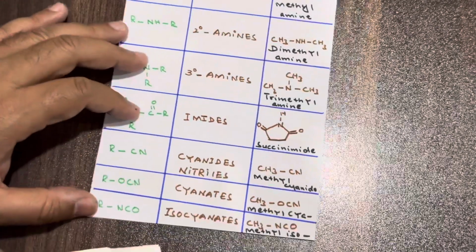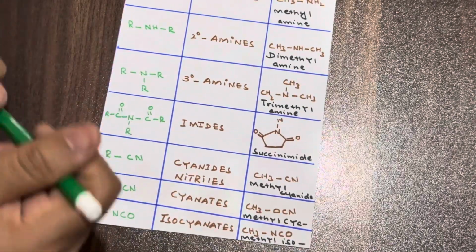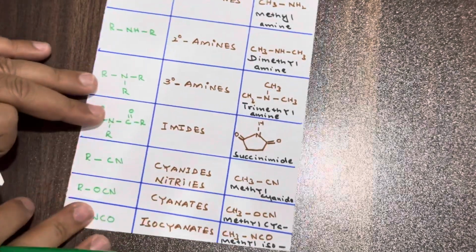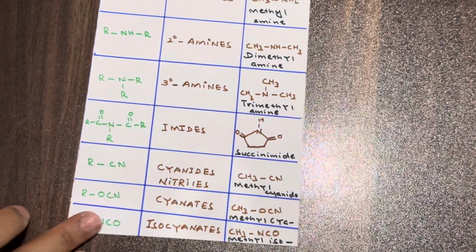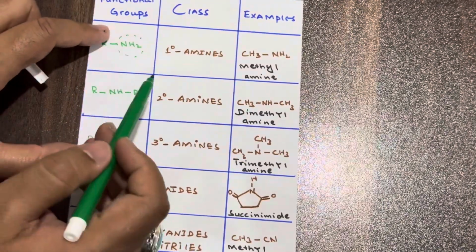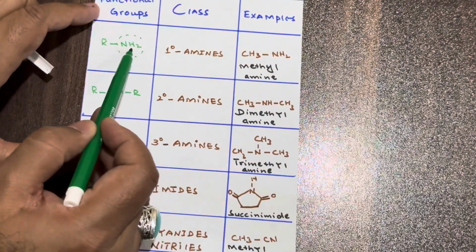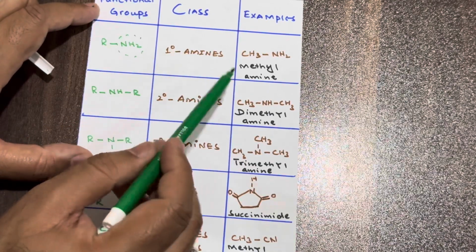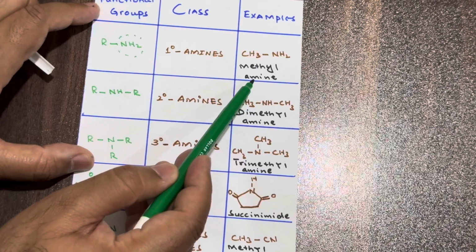Now let us talk about those functional groups which are nitrogen carrying functional groups. My dear students, if the NH2 group is present, then that is called the amine group. And if this NH2 group is present in a class, it is called primary amines. And one of the examples is methylamine.